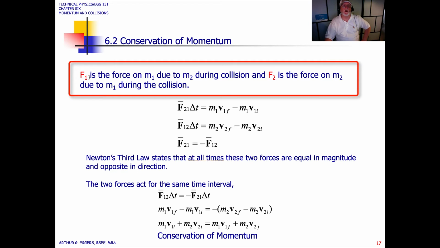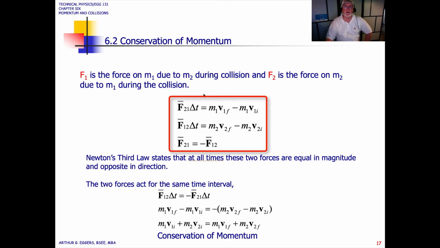So force 1 is the force on mass 1 due to mass 2 during the collision. And force 2 is the force on mass 2 due to mass 1 during the collision. So we try to set up our mathematical relationships so that they make sense and that they track, and we don't lose sight and get confused and get lost in the calculation.